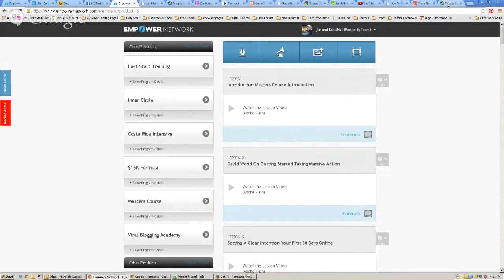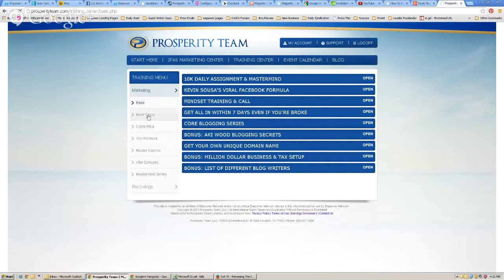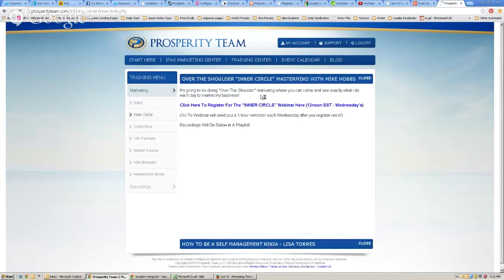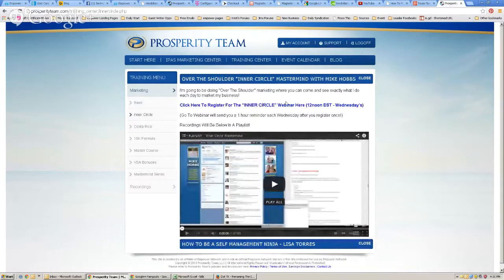And then the prosperity team steps in and they say, okay, well, we're going to give you bonuses. And not only are they going to give you bonuses, but they're going to give everybody on your team bonuses. So this is stuff you can use to help push your team to the next level.